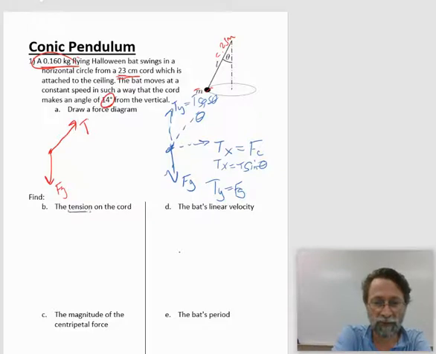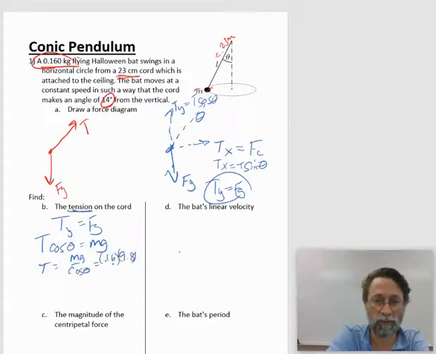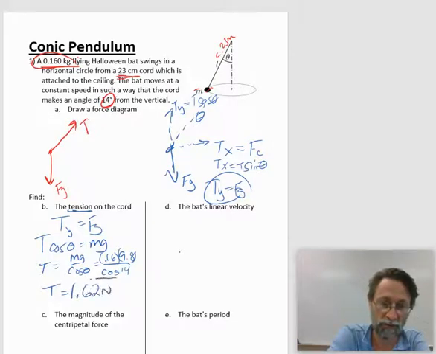If I want to find the tension in the cord, probably the easiest way is to use this up and down component. So the y component is equal to the force of gravity. My y component is T cosine theta, and gravity is mass times g. Since I'm looking for tension, I'll divide both sides by the cosine of theta and plug numbers in: 0.16 times 9.8, all divided by the cosine of 14. Punching that into your calculator, you get a total tension of 1.62 newtons.